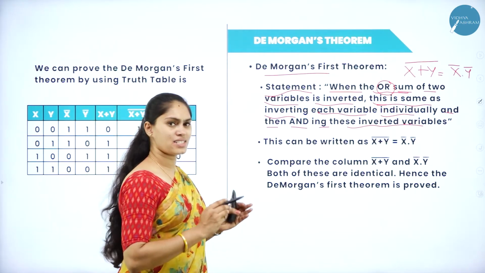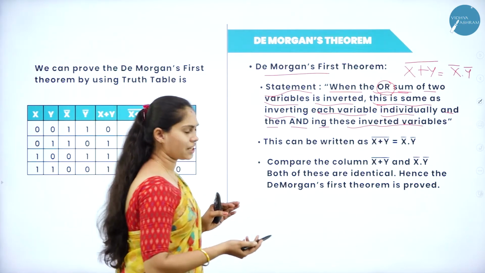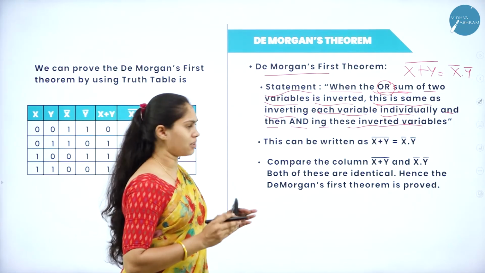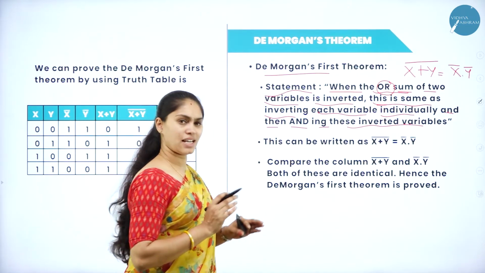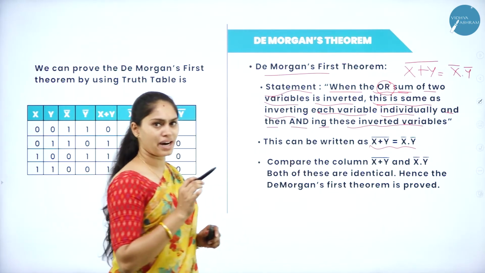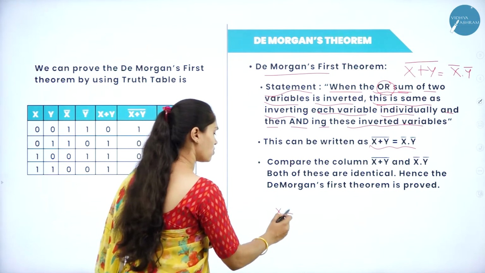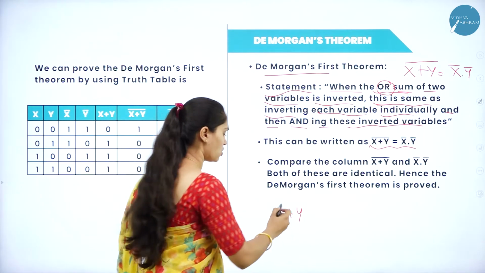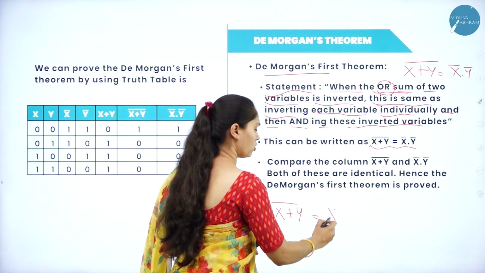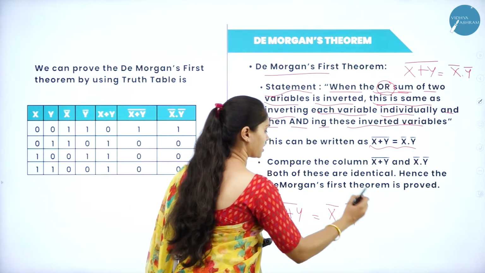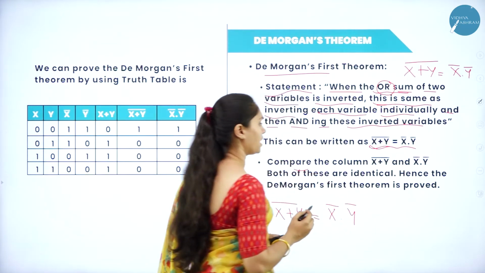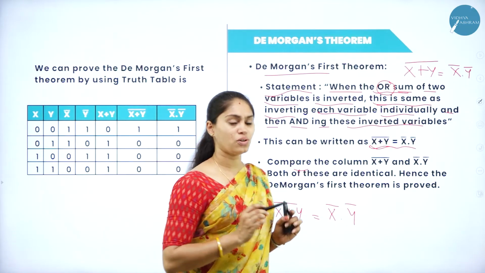So when the sum of two variables is inverted, that will be the same as inverting each individual variable and then multiplying these inverted variables. So it can be written as (x plus y) whole bar. If it is x plus y, then it is an OR gate. If it is inverted, it is a NOR gate. So NOR gate is equal to the inverted variables x bar and y bar. You can see here (x plus y) bar is equal to x bar into y bar.